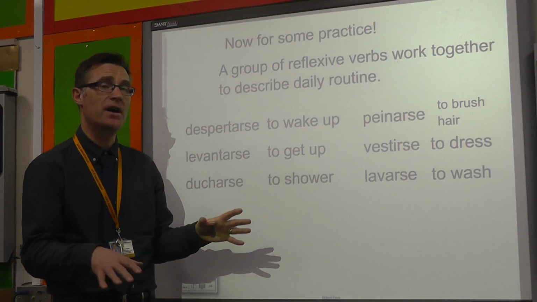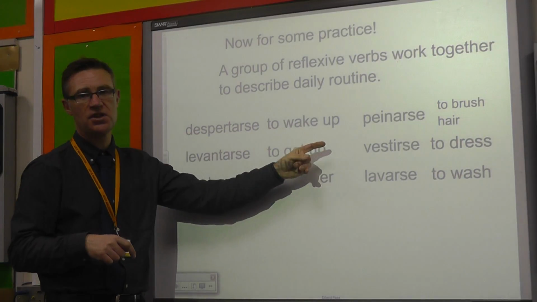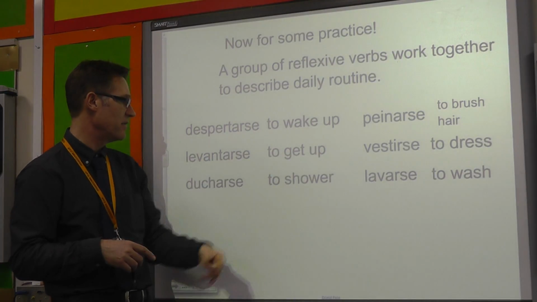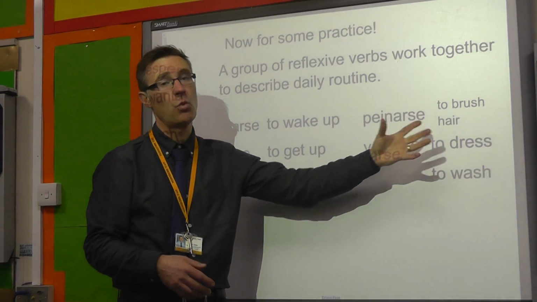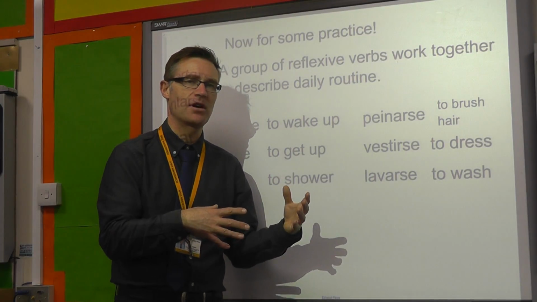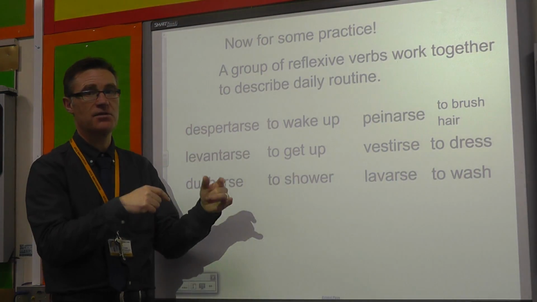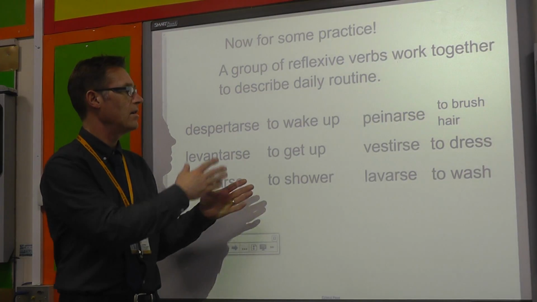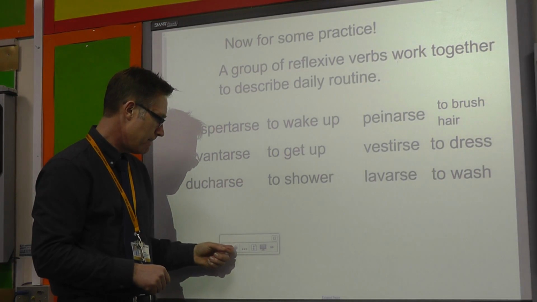And this is where you can see where that reflexive nature comes in. To wake oneself up, that would seem a bit bizarre, but it is. To wake oneself up, to get oneself up, to shower oneself, to brush one's hair, to dress oneself, and to wash oneself. So there's the reflexive part. Don't worry too much about the complicated nature of yourself, myself, oneself. Let's just try and remember how to use the tense itself. So let's have a look at some practice. So we've got 6 really good daily routine verbs that you're going to use.